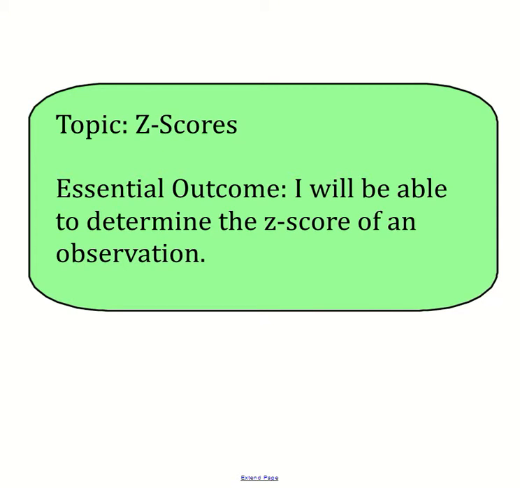Lesson 5 of Chapter 3 of Probability and Statistics. Our topic today is z-scores. Your essential outcome is that you will be able to determine the z-score of an observation.